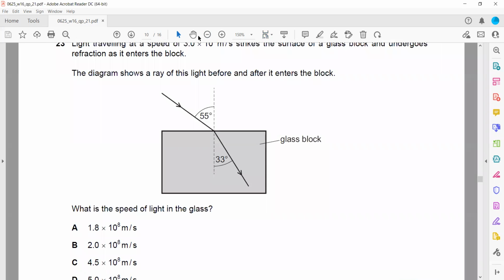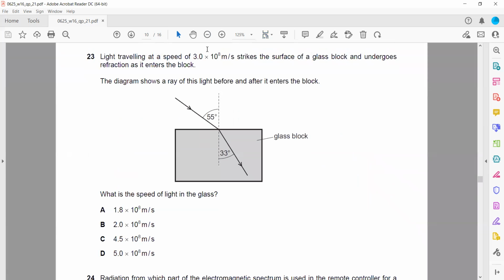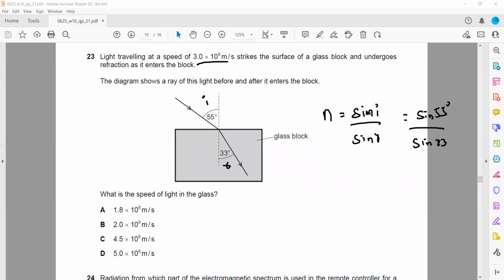In question 23, the speed of light is 3 into 10 to the power 8, and it undergoes refraction. The diagram is there. What is the speed of the light? So how to work it out? Light is moving from air to glass. We have the angle of incidence and the angle of refraction. So first we find the refractive index, that is sine angle I over sine angle R. So it will be sine 55 divided by sine 33. So the refractive index is 1.5.